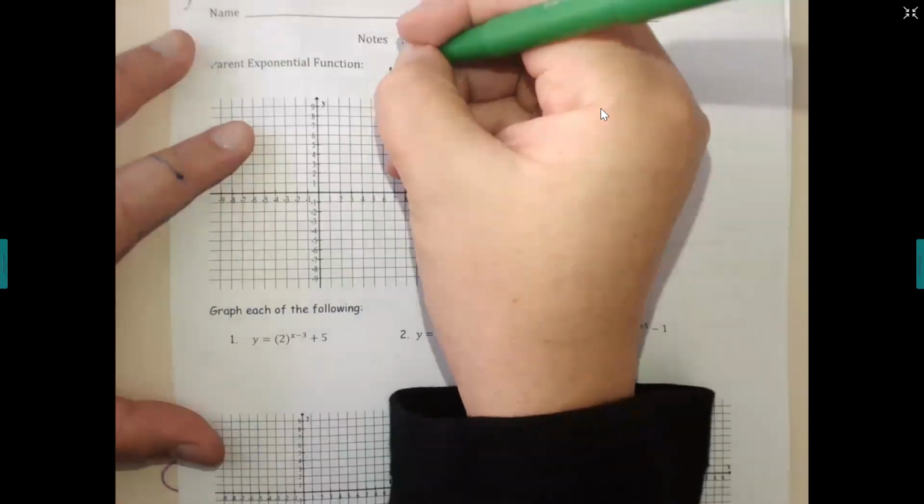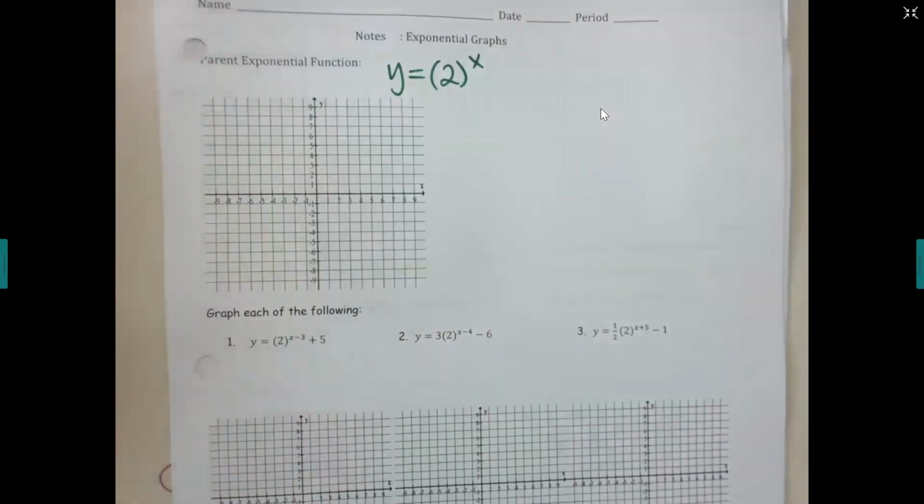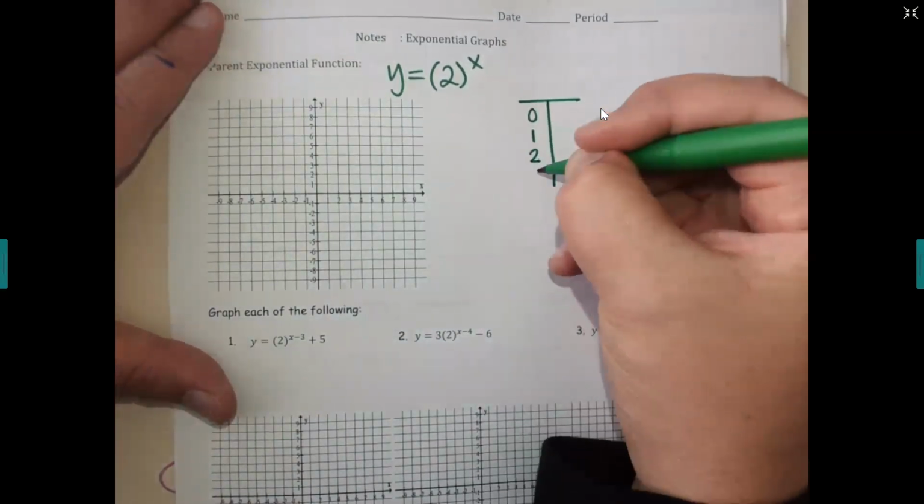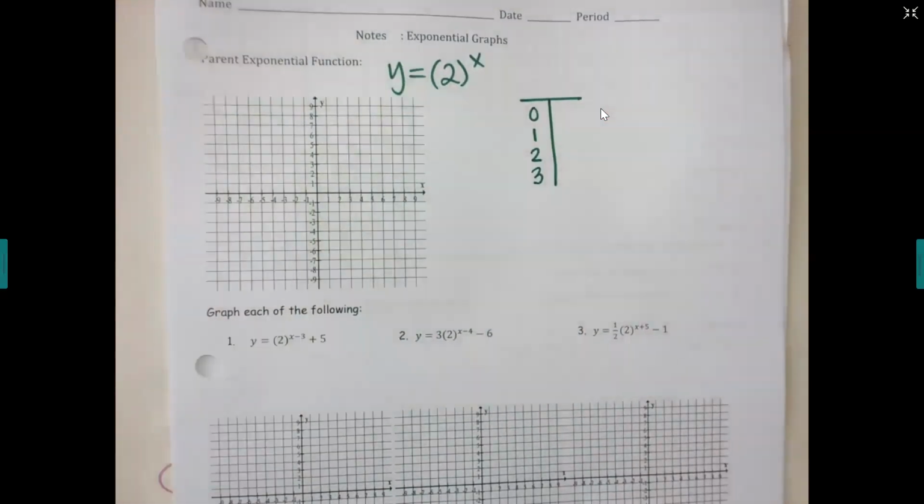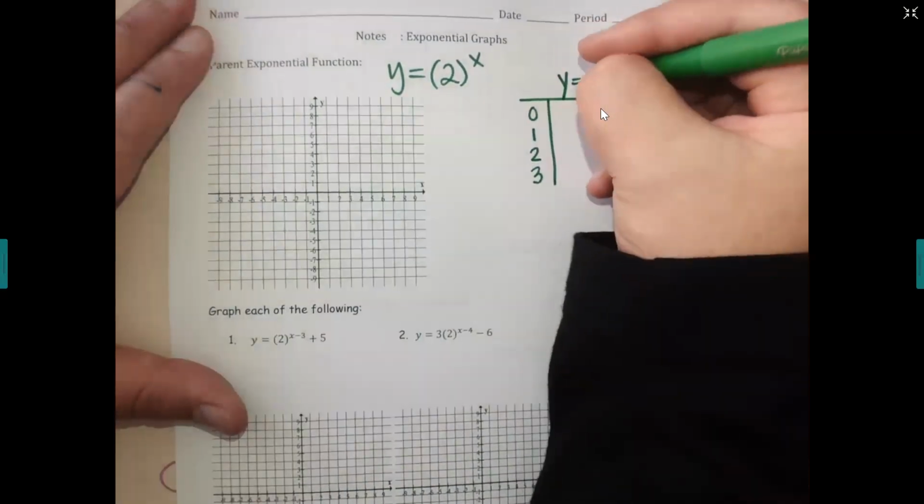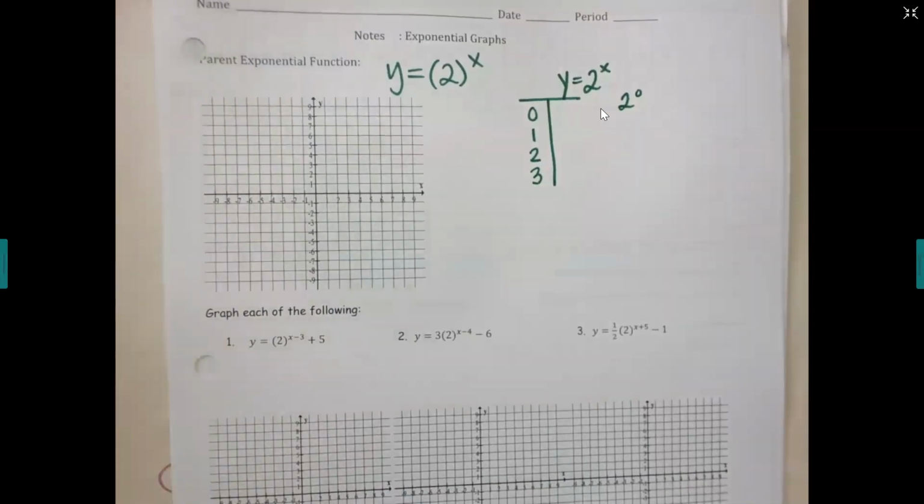Okay, your parent function is going to be 2 to the x. In order to make the graph, we're just going to plug in 0, 1, 2, 3. So let's make a little chart here. We're going to plug those in without necessarily using a calculator, because hopefully we don't really need it. If I plug in a 0, remember, it's 2 to the x, so it'd be 2 to the 0. What is 2 to the 0, or anything to the 0? It should always come out the same.